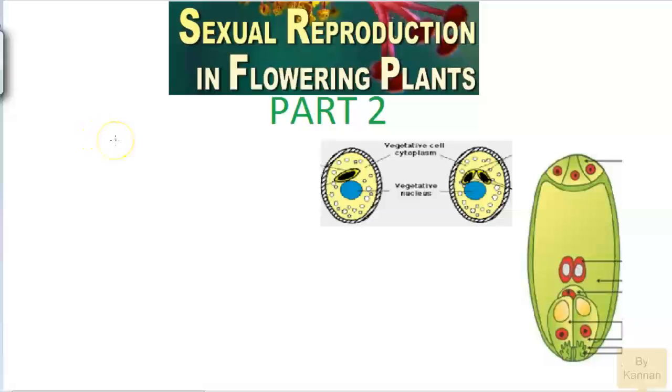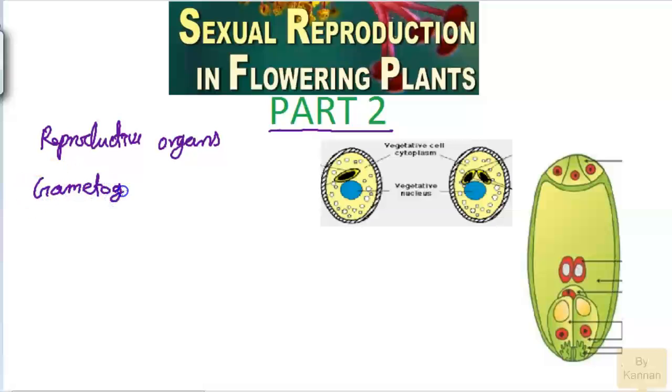Hello students, today we are going to discuss sexual reproduction in flowering plants, part 2. In part 1 we earlier discussed the reproductive organs in the plants. Then we discussed gametogenesis. Gametogenesis is the production of gamete cells.